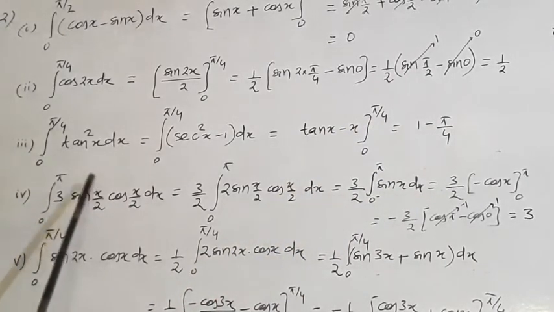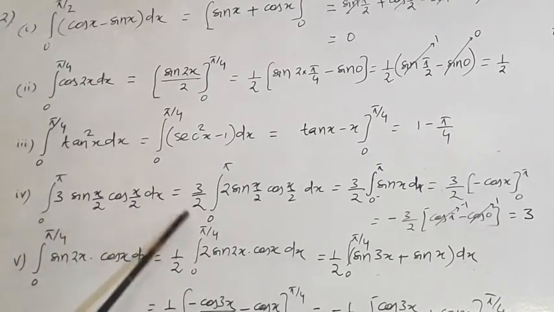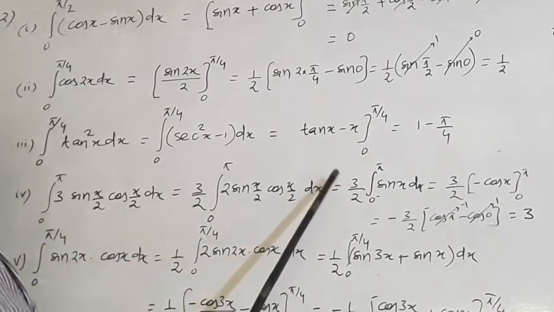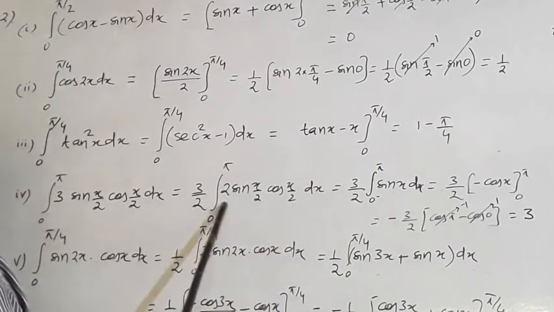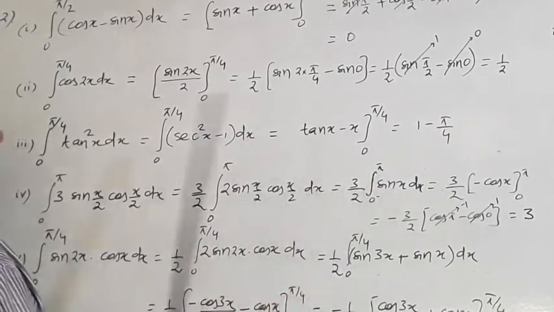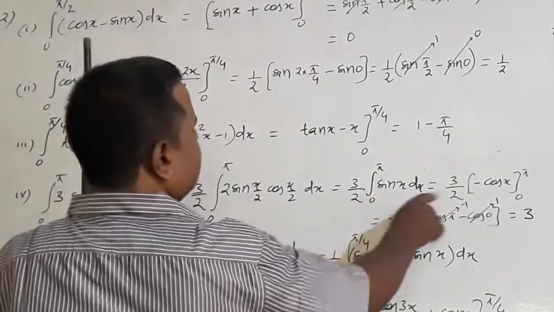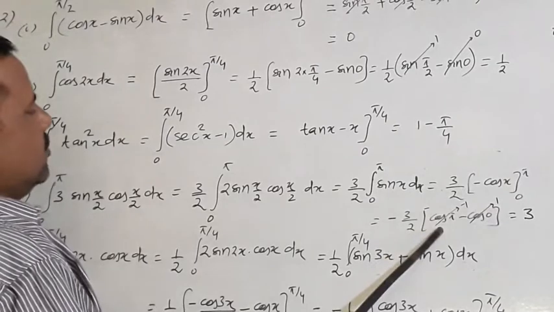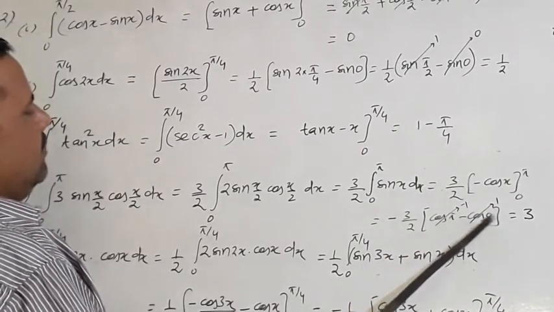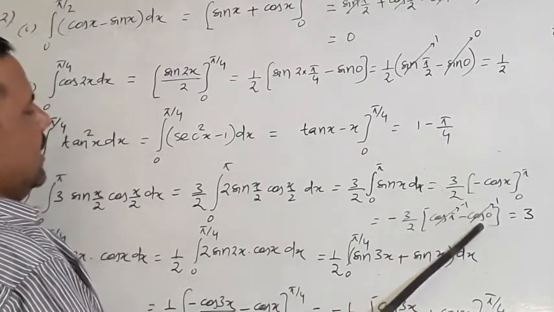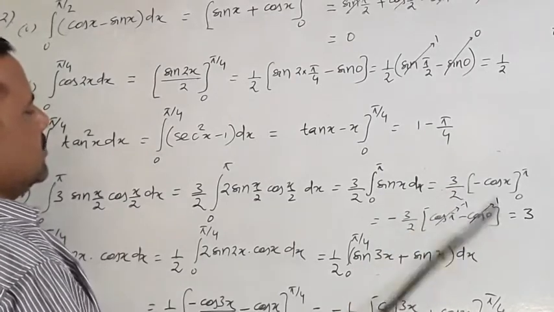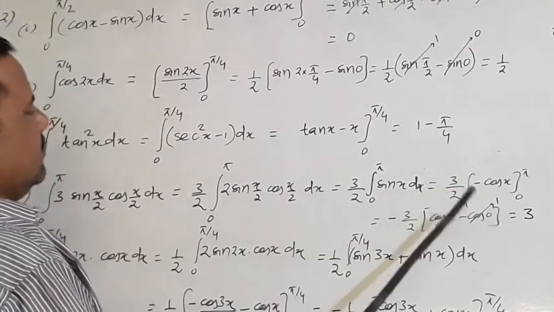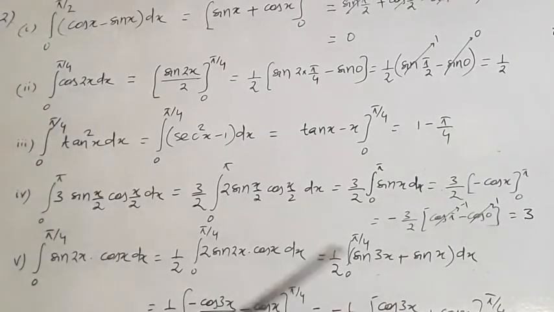Now 3 sin x by 2 cos x by 2. 3 by 2, 2 sin x by 2 cos x by 2, which is sin x. Okay. Now what is the integration of sin x? That is minus cos x, and 0 to pi. First put the upper limit minus lower limit, that is 1 minus minus 1, it is 2. So 3 by 2 into 2, that is 3.